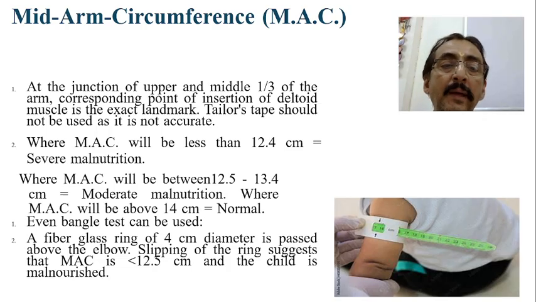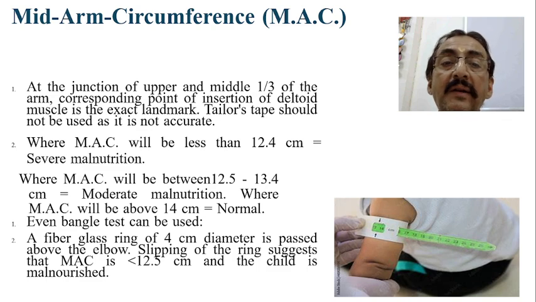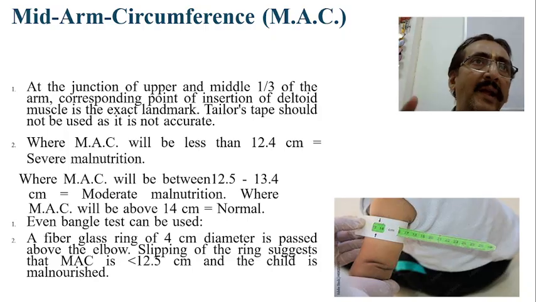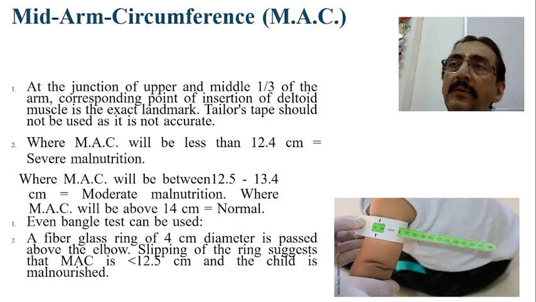As shown in the picture, at the junction of the upper and middle one-third of the arm, corresponding to the point of insertion of the deltoid muscle, is the exact landmark for taking mid-arm circumference. Taylor's tape should not be used, as it is not so accurate. For head circumference, if you use Taylor's tape, it is okay, no problem. But as far as mid-arm circumference is concerned, we will not recommend a simple measuring tape or Taylor's tape for the measurement, because it is not so accurate.